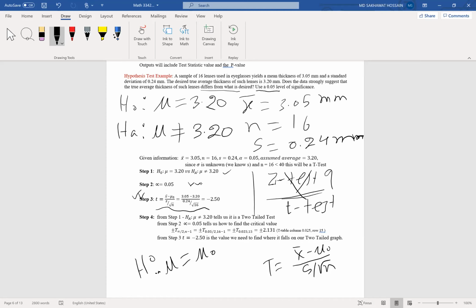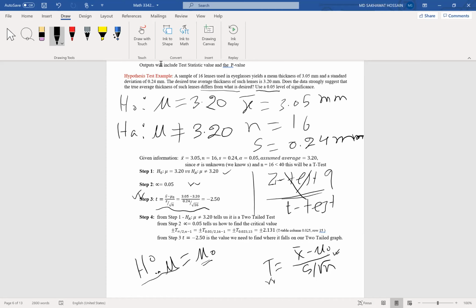Mu naught is 3.20, because this came from the general form of the null hypothesis. Very good question. We calculate the test statistic under the null hypothesis. We assume that null is true and we calculate the test statistic. That's why we use x bar minus mu naught instead of mu, because for null we consider mu to be mu naught. So that's why we have mu naught in this formula.